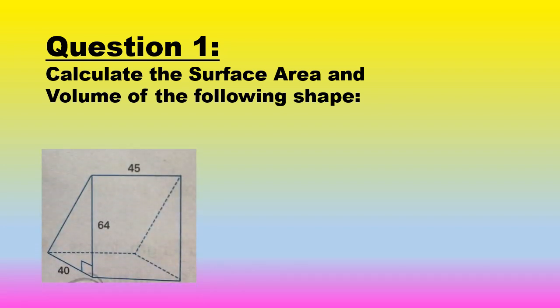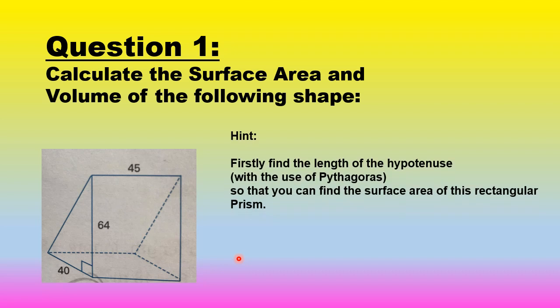Okay, so there you've got your triangle 1. Can you see you've got your base and your height, because your base and your height always meet at a perpendicular angle, which is that 90-degree angle. So very important, the hint: firstly, find the length of the hypotenuse with the use of Pythagoras so that you can find the surface area of this rectangular prism. Remember, you can just go look at your formulas again. And how do you work out this length over here? By using Pythagoras.